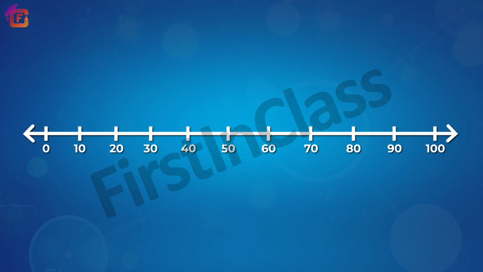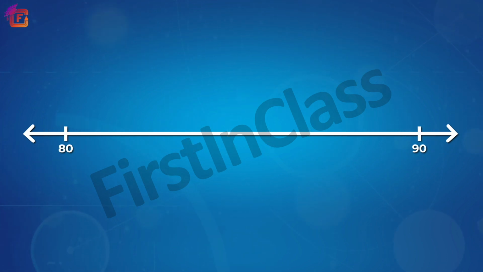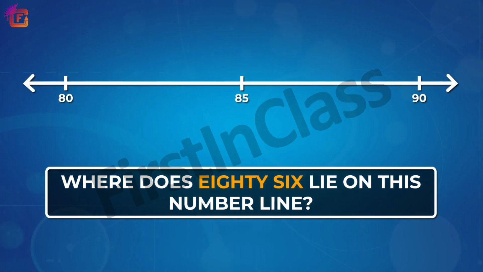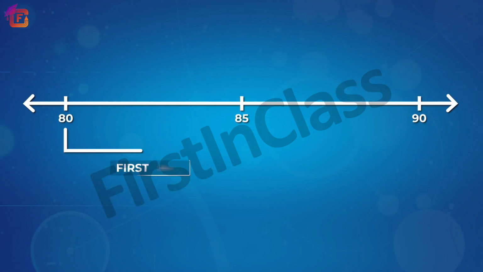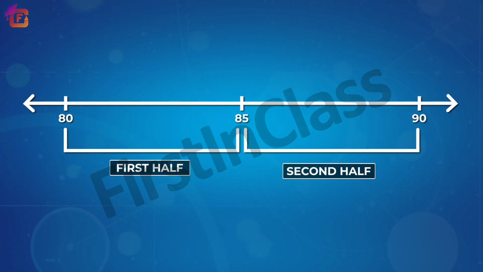Now it is time to find the midway number. So which number lies exactly between 80 and 90? Yes, you are right. It is 85. Can you tell where 86 lies on this number line? Is it in the first half or the second half? Yes, 86 lies in the second half. It is closer to 90 than it is to 80. So, 86 to the nearest 10 is 90.